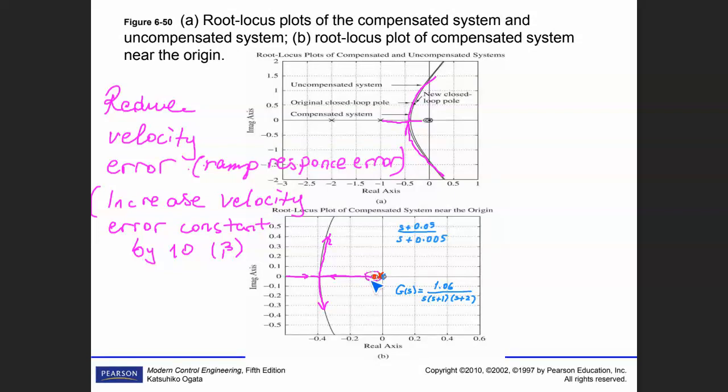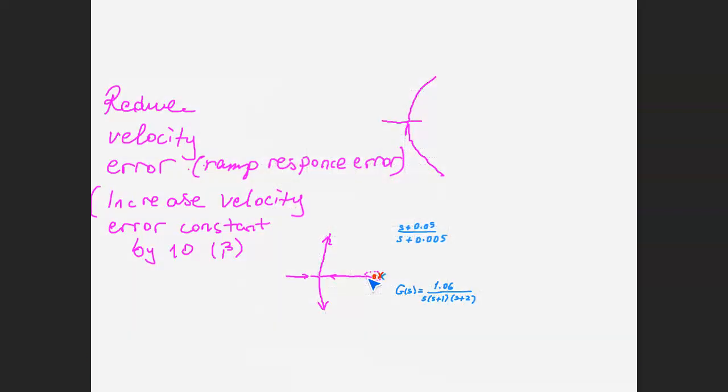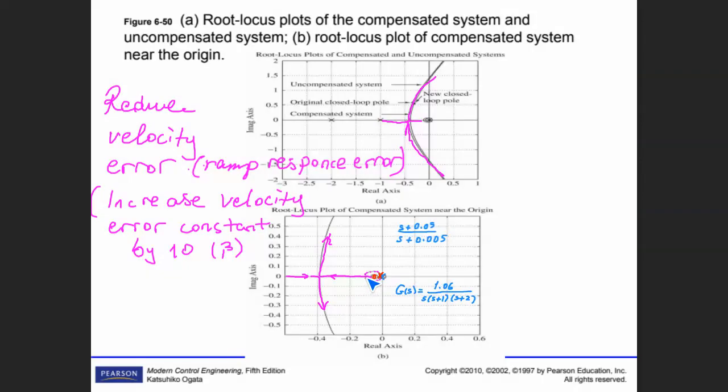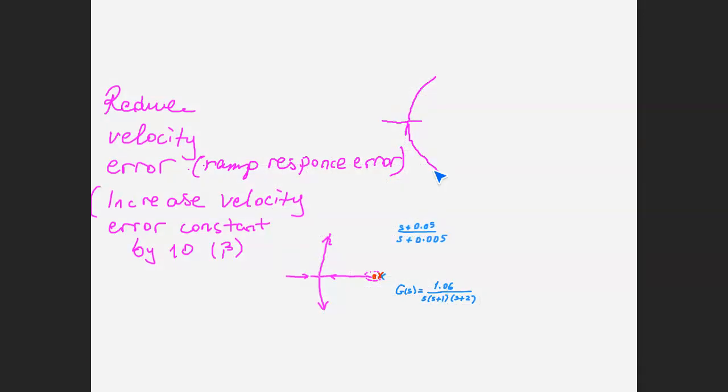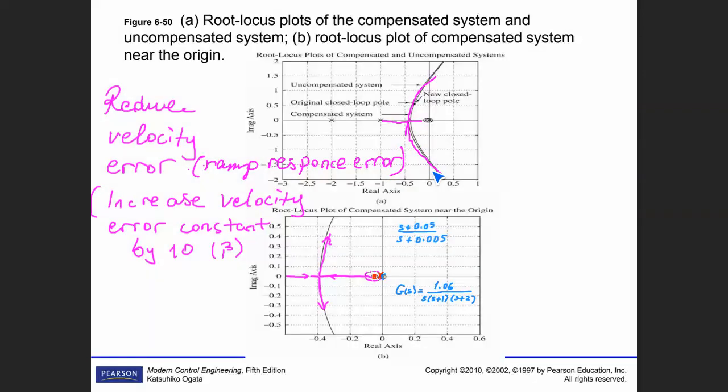One of them is moving in this way, the other one is moving in that way, for the closed loop system I'm talking about, and the journey ends in zero. One of them ends in zero, the other one couples with the other pole, and your root locus curve is not changed. You can see here almost the same root locus curve. This is what lag compensation is all about.